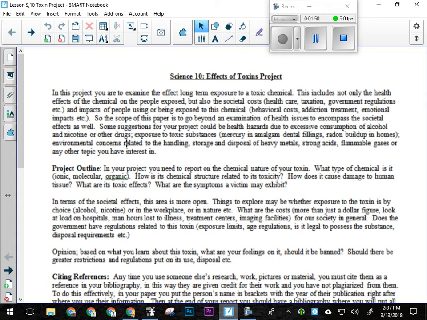Like it says here, you're going to examine the effect of long-term exposure to a toxic chemical. That includes not only the health effects of the chemical on the people exposed, but again, the societal costs as well. That's things like healthcare, taxation, government regulations, etc. Impacts of people using or being exposed to the chemical would include behavioral costs, addiction treatment, emotional impacts, things like that. Lots of drugs, obviously, are toxic chemicals, and the use of drugs has all kinds of societal effects. So things to think about in terms of societal effects, especially to do with healthcare.